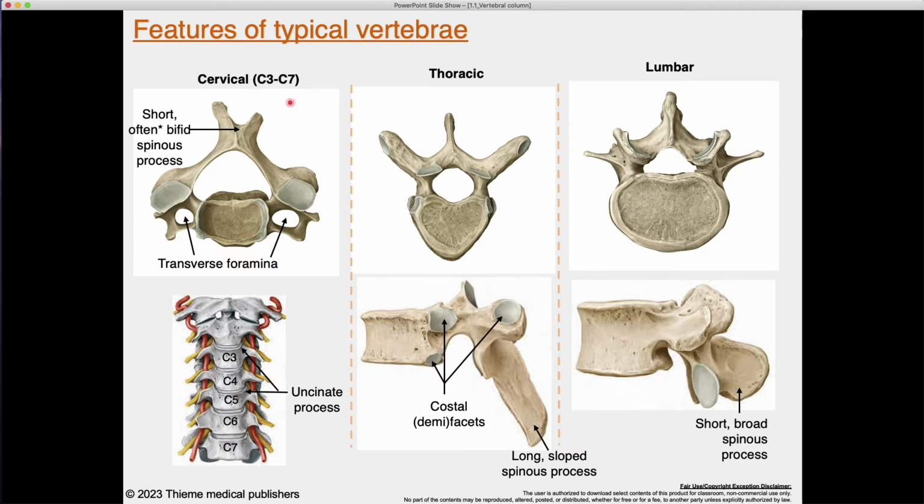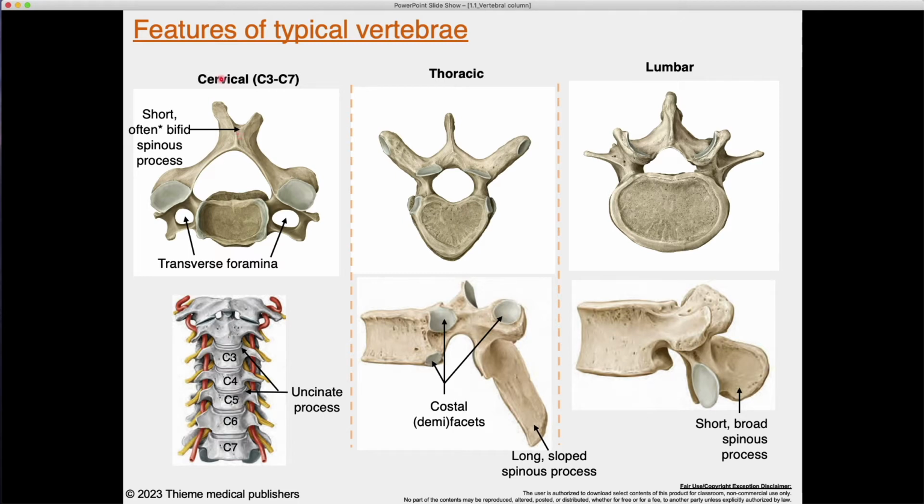C7 is also sometimes not bifid, and it's actually quite prominent, that spinous process, because it starts to approach the thoracic region where the spinous processes become longer. So if you actually touch the back of your neck and bend it forward, you might feel a very prominent spinous process. That's going to be the spinous process of C7.